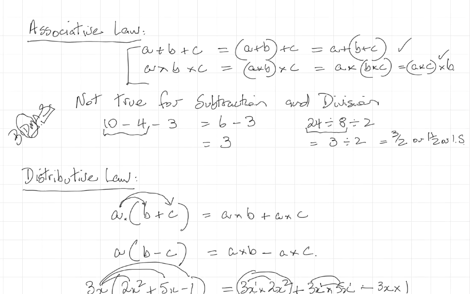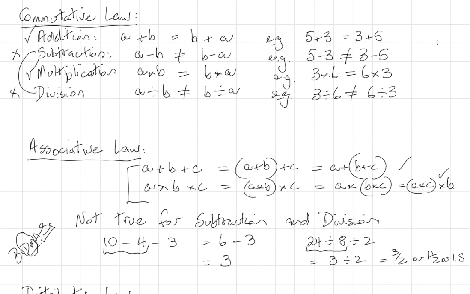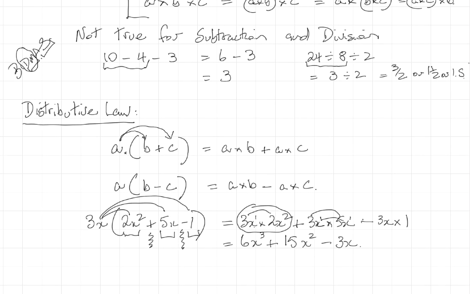So we've got three laws when working with algebra. Once again, these laws are just describing patterns or some sort of order in the way we do things: the commutative law, the associative law, and the distributive law.